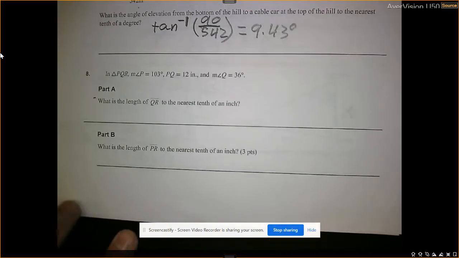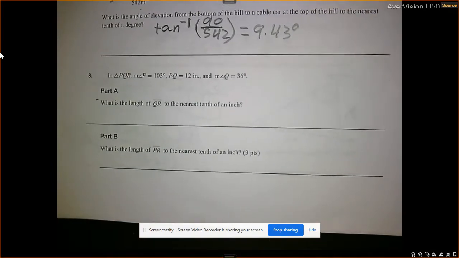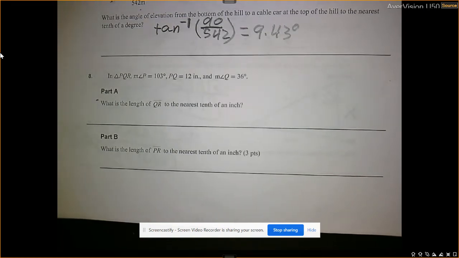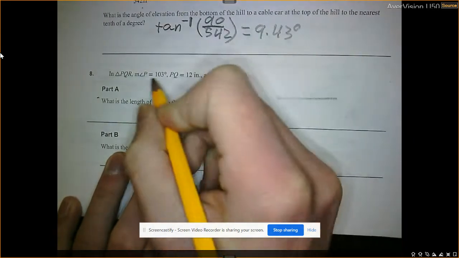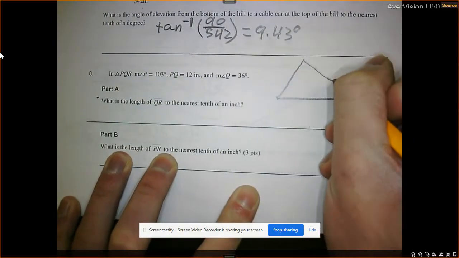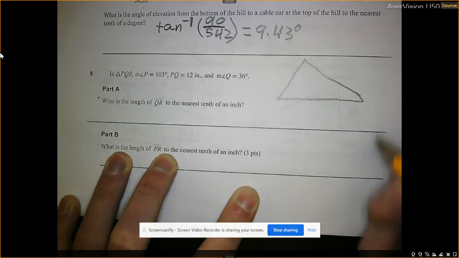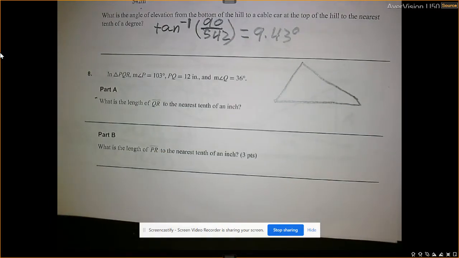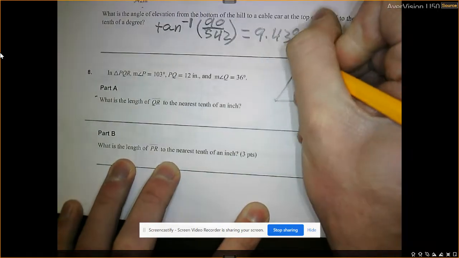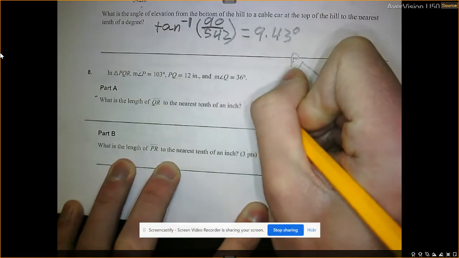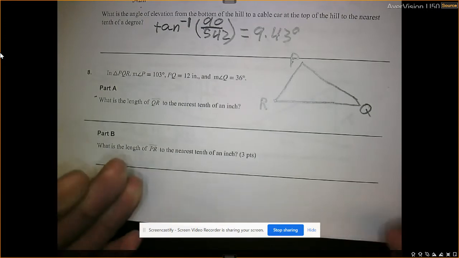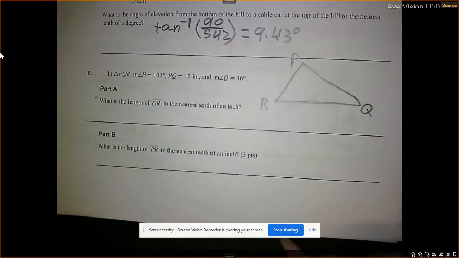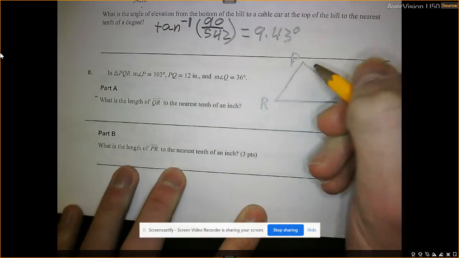Moving on to 8. We have triangle PQR, and the measure of angle P equals 103 degrees. PQ is 12 inches. Angle Q is 36 degrees. I would draw this out. If you have a 103 degree angle, you should know there's no way this can be a right triangle then. If there's a 103 degree angle, there can't be a 90, because 103 plus 90 already gets you over the 180 degrees in every triangle.